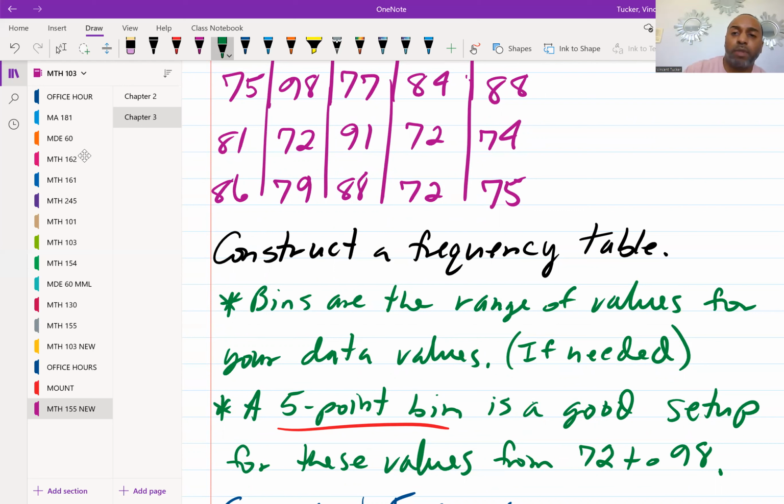If you just have a series of ones, twos, threes, fours, fives, then you wouldn't need bins. You just write down how many ones do you have, how many twos, how many threes, how many fours. But we have a different range of numbers, and it goes from 72 to 98. And a book says a 5-point bin is a good setup for these values.